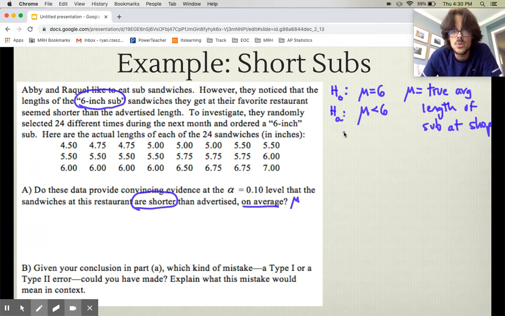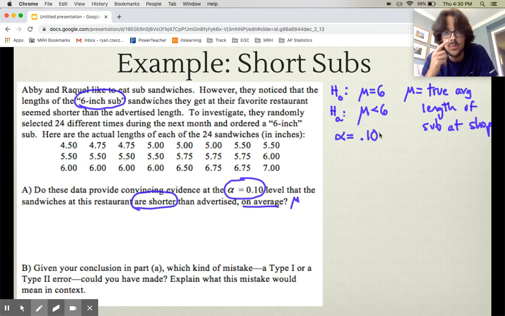And in order to really make sure we have it all, I'm also going to include our significance level. Remember to do that before you actually do stuff with your data. They tell us that they want to use a significance level of 0.10 in this problem. So that is going to be our significance level.